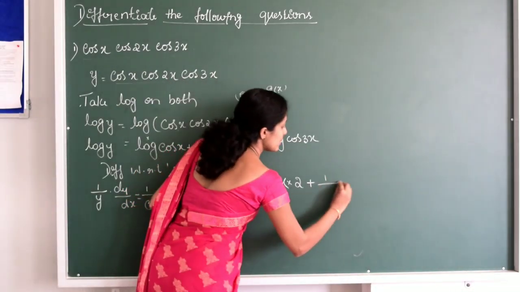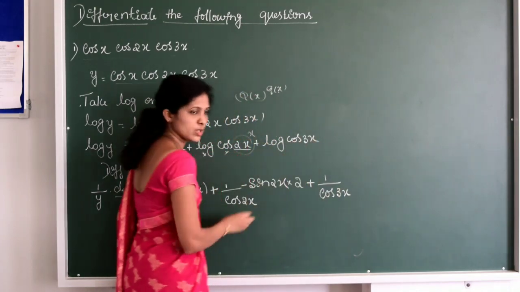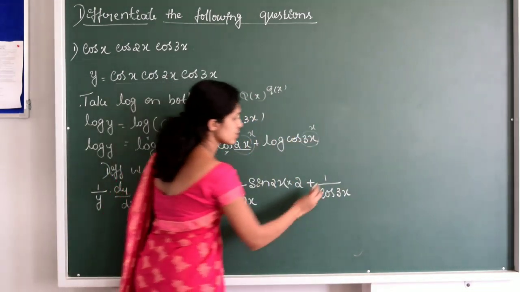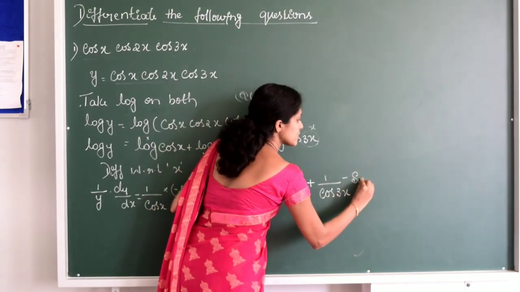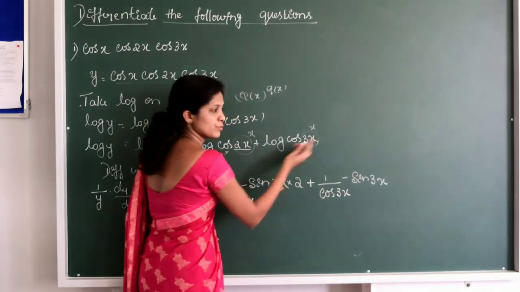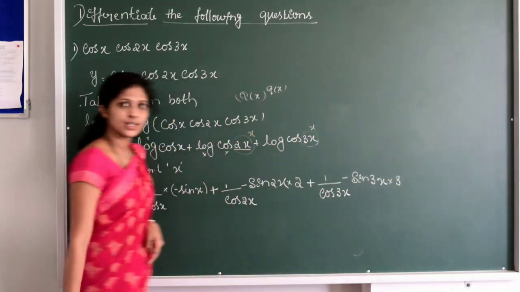So this is now 1 by cos 3x, and this is of the form cos x, right? This is x now. Derivative of cos x is minus sin x. So I can write minus sin. In the place of x we have 3x, minus sin 3x, and derivative of 3x will be equal to 3, into 3. I hope you understood this one.